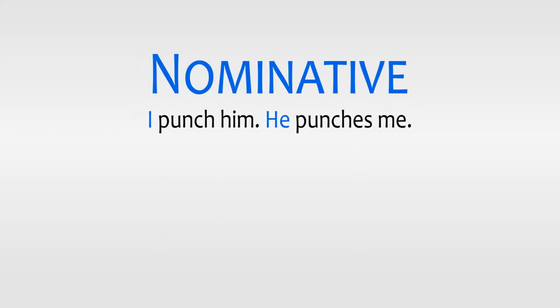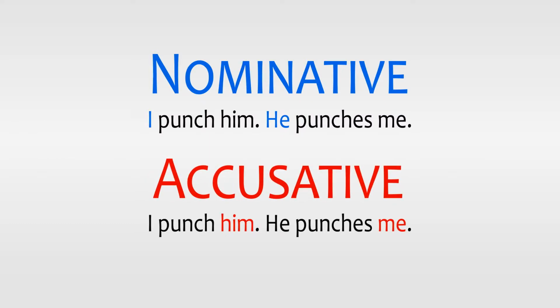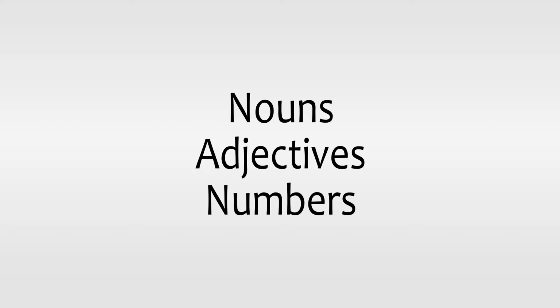In the example, the cases demonstrated are called nominative, describing the subject or the doer of the action, and accusative, describing the direct object or the direct recipient of the action. These are the most common cases and also the only ones in English. But cases are not restricted to pronouns exclusively. Nouns, adjectives, and even numbers can have cases as well.